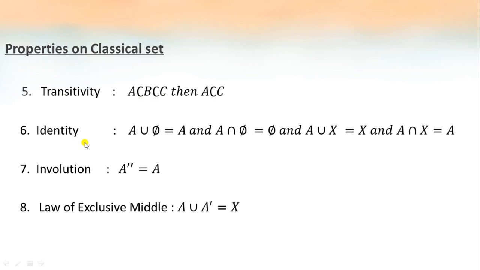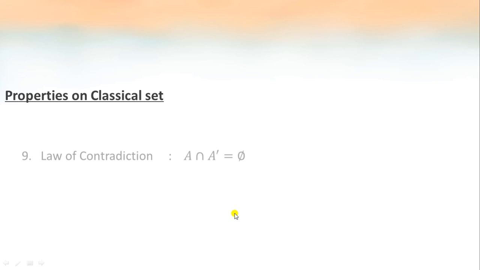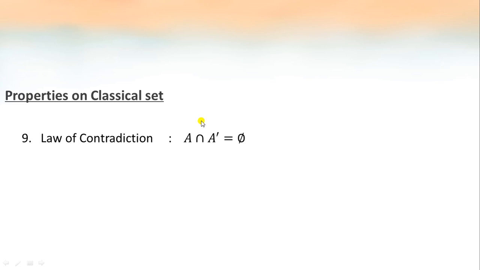Next is identity, where A union phi, phi is the null set which does not contain any elements. So A union phi equals A and A intersection phi equals phi. Also A union X, X is the universal set. Since the operation is union, it will return X, and A intersection X equals A. Involution means A complement the whole complement will return A itself. Next is law of excluded middle, that is A union A complement equals X. Next property is law of contradiction, that means A intersection A complement equals phi.